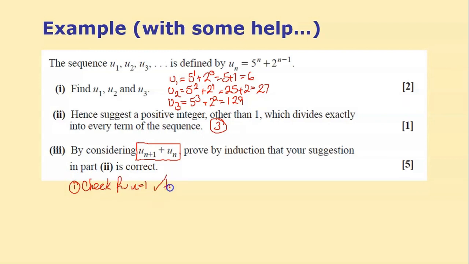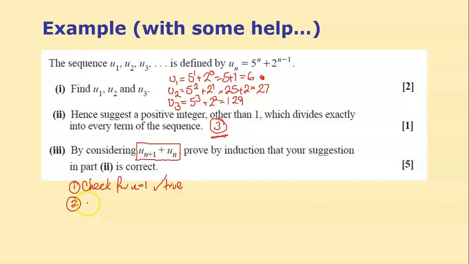And as it happens, I've already done that. I've done it up here. 6 is a multiple of 3. So that seems to be right. So this is what I'm going to try to do. I'm going to try to prove it's a multiple of 3 because this was my magic number here.